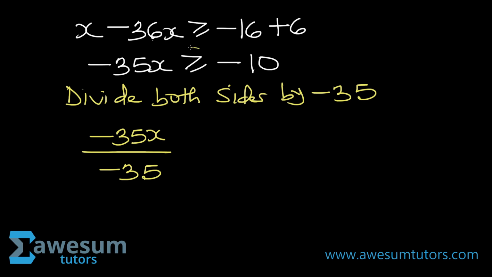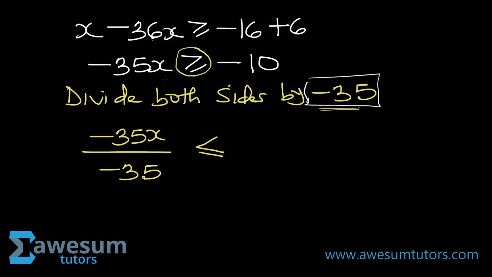Now, this sign of greater than or equal to is going to invert. Why? Because we are dividing both sides by a negative number. Take note, because we are dividing by a negative number, this sign is going to invert to become less than or equal to. See how I've changed the sign. Before it was greater than or equal to. Now it has changed to less than or equal to. Why is that? Because we are dividing both sides by a negative number.